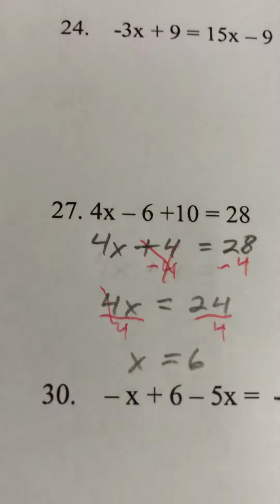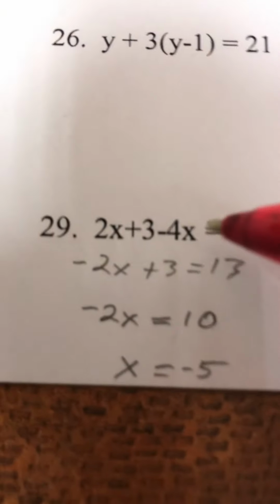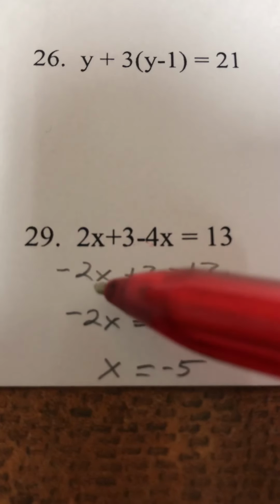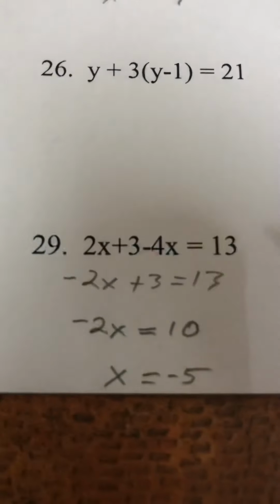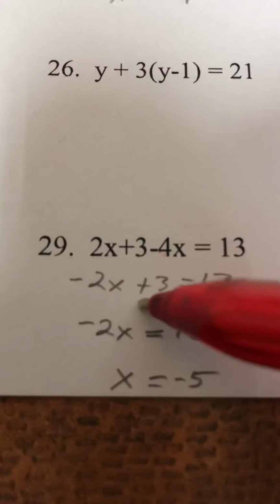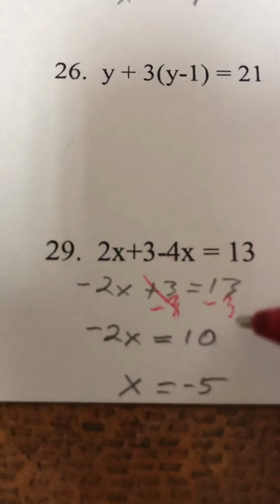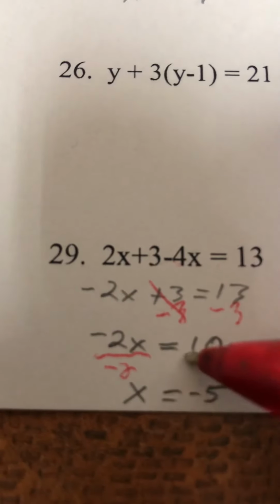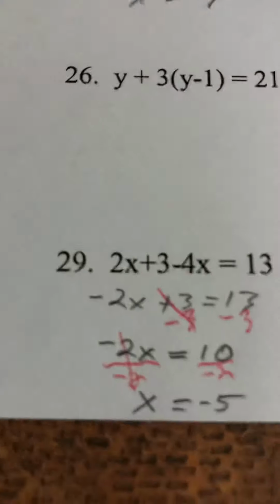Get x equals 24 divided by 4 is 6. This one, I combine like terms. Negative 4x and 2x is going to be negative 2x. And I bring this down, bring this down, bring this down, because I have to deal with them later. I'm going to deal with this right now. I'm going to subtract 3 from both sides. And then I'm going to divide by negative 2, divide by negative 2. And I get x equals negative 5.